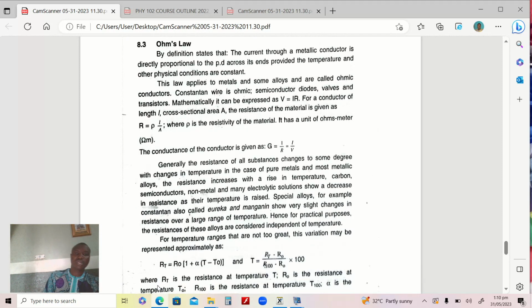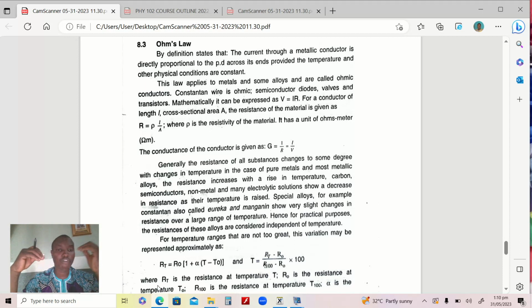Ohm's law: the current through a metallic conductor is directly proportional to the potential difference across its ends, provided the temperature and other physical factors are constant. So this law applies to metals and some alloys, and they are called ohmic conductors. So we have ohmic and non-ohmic conductors. Ohmic conductors are the conductors that obey Ohm's law, while non-ohmic conductors are the conductors that do not obey Ohm's law.